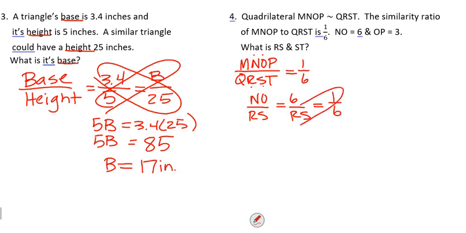Again, we're going to cross multiply. So that's RS times 1, which is RS. And then we're going to do 6 times 6, and we know that that's 36.